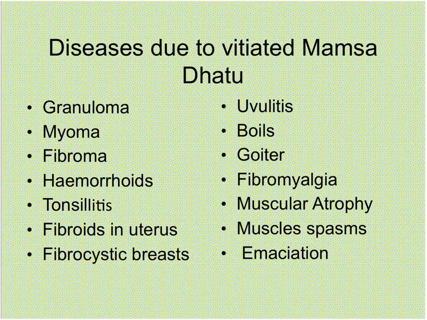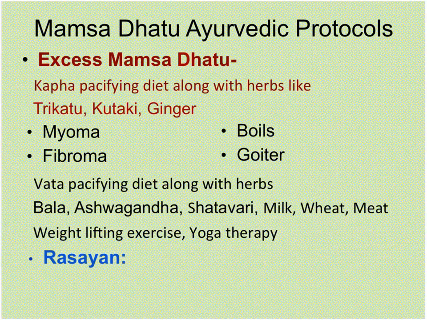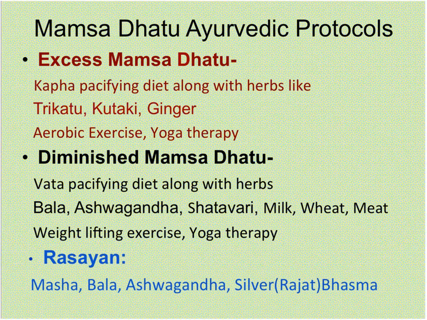This is due to vitiated mamsa dhatu. So we have seen all these diseases already. Granuloma, myoma, fibroma, hemorrhoids, tonsillitis. In case of excess mamsa dhatu, when it is vitiated by kapha dosha, we have to use heating herbs like trikatu, kutki, ginger. And in case of diminished dhatu, we have to use bala, ashwagandha, shatavari. So out of this, we already know about trikatu and ginger.